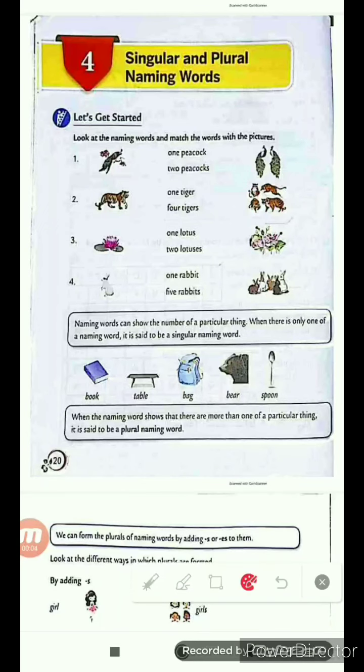Good morning, students. Today we will study the fourth chapter of English grammar, that is singular and plural naming words. As we have done in the previous chapter, naming words are the names of any person, place, animal or thing. Now we are going to see which naming word is singular and plural. So let us do the chapter.